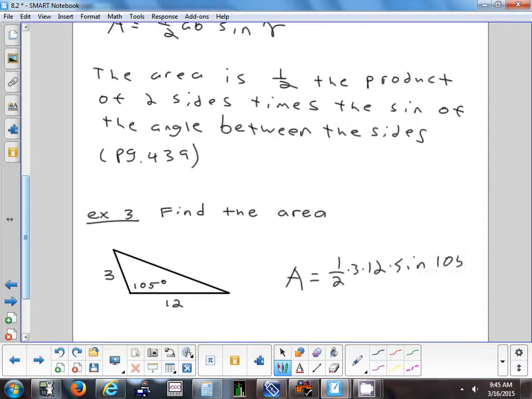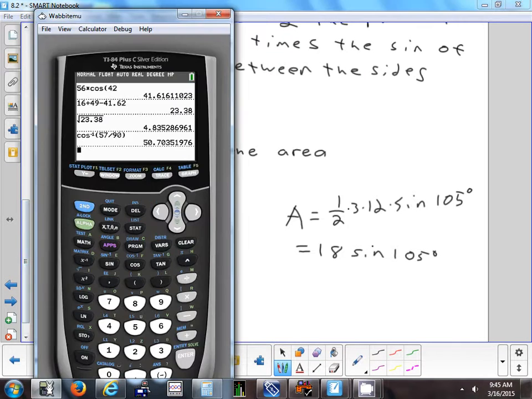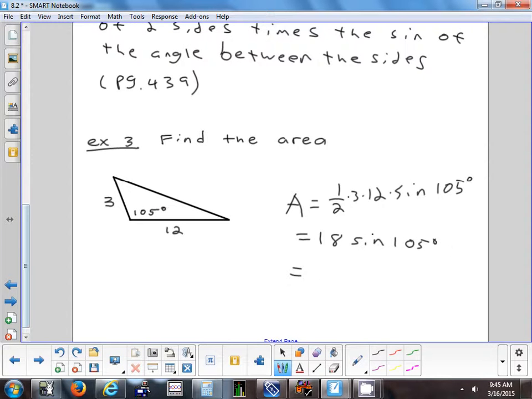Sine 105. And I know it seems a little strange just to do that without kind of knowing why. That's where the proof would come in. But you'll just have to trust me that that is the formula. Okay, so I do 3 times 12, it gives me 36. Half of 36 is 18. And then just do 18 sine 105. So the area of that triangle is 17.39. Okay, I put square units on the end because I don't know what the units are, but it is an area, so it should be labeled as square units.